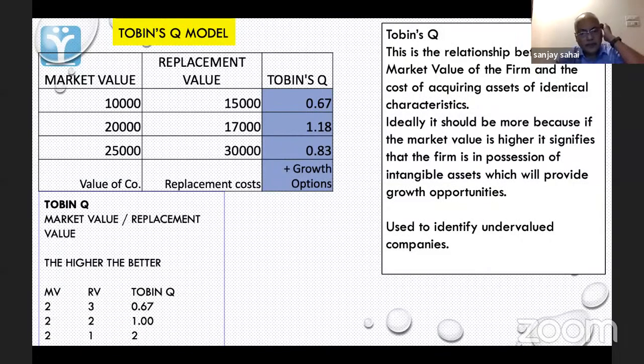So the basic principle is, if I do a Tobin's Q valuation, the higher the better. If I'm getting a high value, it basically means that the market is appreciating what the company is doing. You got this, Anjali?